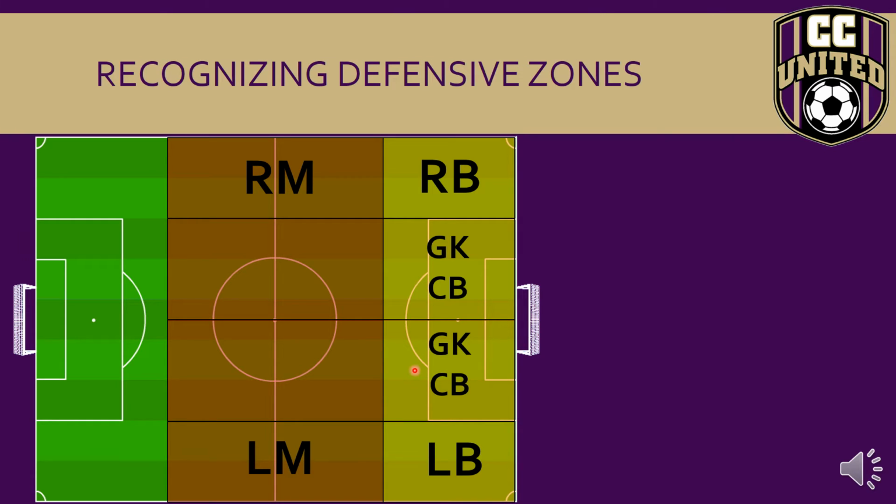So on defense, the team always gives up the zone that's furthest away from the ball to remain compact. And like I said, this zone moves up and down the field. So when the ball is in the attacking third, this is now the right mid's responsibility, with the right defender following close by.